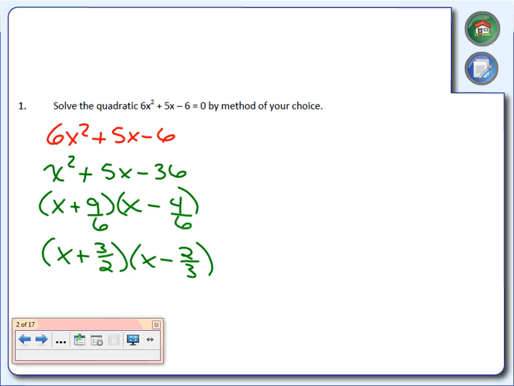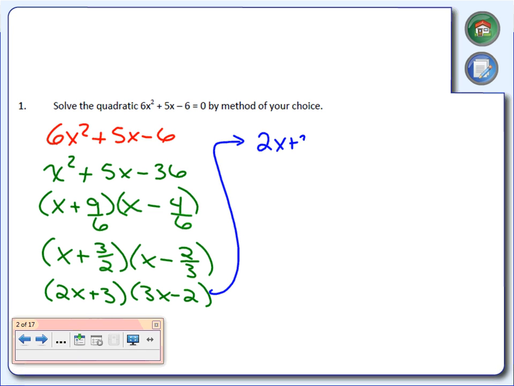Now remember, we're using bottoms up here. And in bottoms up, we can't have fractions. We're going to move the bottom number up in front of the x. So this x plus 3/2 now becomes 2x plus 3. Same thing on the other. The 3 is going to come up in front of the x, making it 3x minus 2. So these are going to be my factors of this quadratic. But we're not done because we're looking for the solution. So we're going to take these factors and set each one of them equal to 0 and solve.